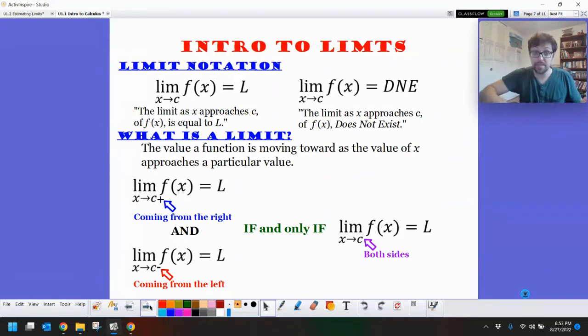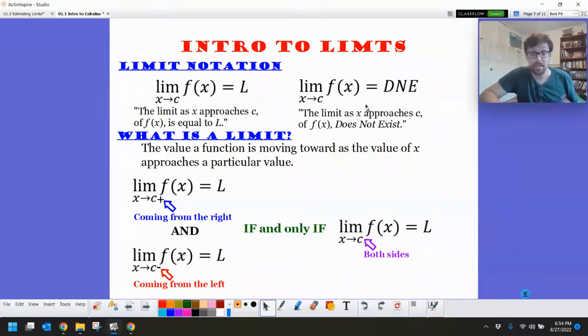Here are limits. A limit is the value a function is moving towards as the value of x approaches a particular value. So it doesn't evaluate the function at that particular point. It's just seeing where we are moving towards. What sort of direction does this function seem to be going towards as we reach a particular value? In this expression, it would be read as the limit as x approaches c of f of x equals some number, L.